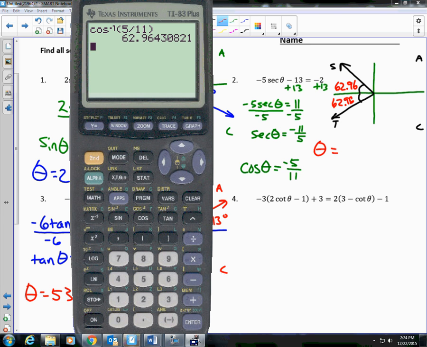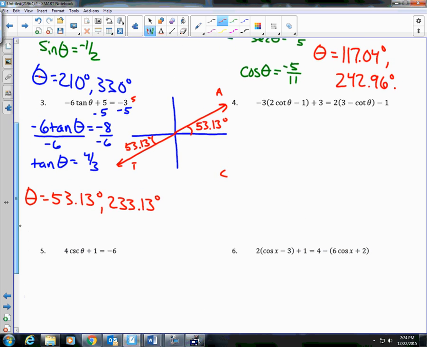So how do I get my angle up in the second quadrant? What do I do? 180 minus 62.96. Get 117.04. And then we'll take 180 plus 62.96, 242.96. Not bad, huh?